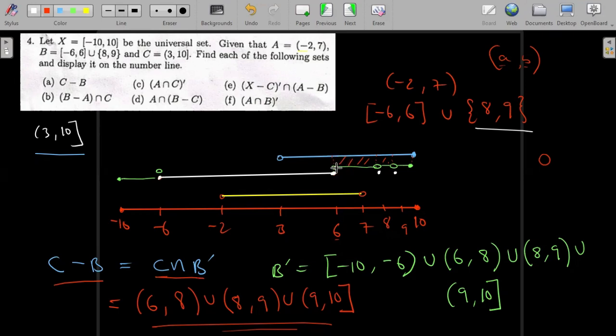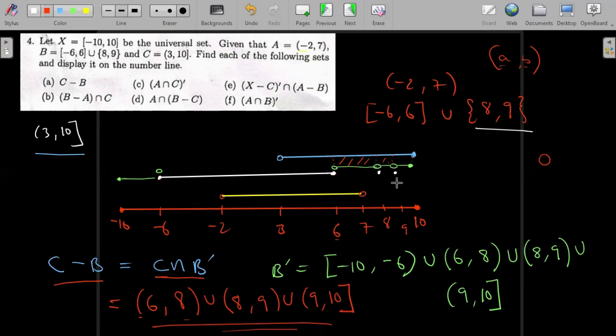So 6 here, it's open at 6. 6 is not in B complement, so it can't intersect. That's the reason why we have an open interval here at 6. Then it goes all the way, the numbers in between, up to 8. 8 is also not in B complement. Of course it is in C, but it's not in B complement, so it can't intersect. That's why we leave it open here. But the numbers between 8 and 9 intersect. So we write it like that.